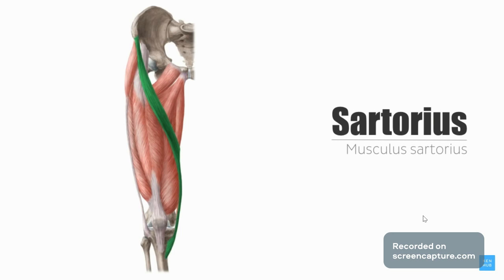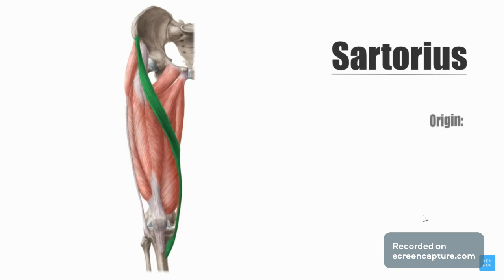Topographically, the sartorius muscle forms the lateral border of the femoral triangle, which is also known as the Scarpa's triangle, where the large vessels of the thigh pass through. For this reason, the muscle serves as a leading structure when surgically accessing the femoral artery.